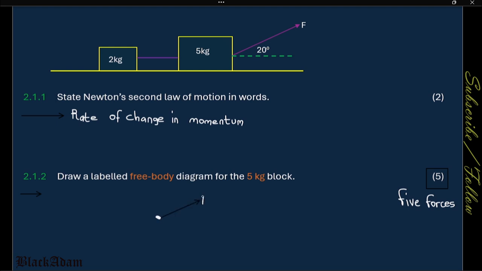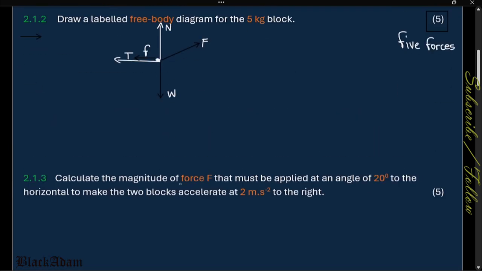That's the force applied, that's F. And then we have weight, normal force, tension, and we also have friction there. That's 1, 2, 3, 4 and 5 forces for the 5 marks. And then we move on to the last question.